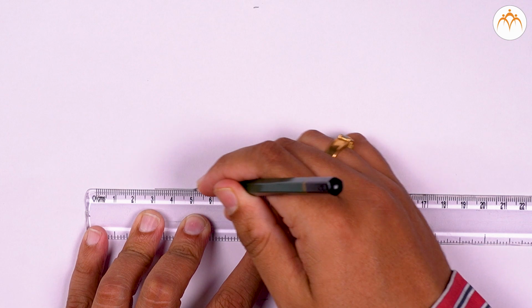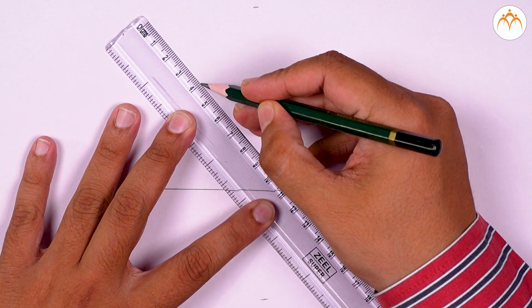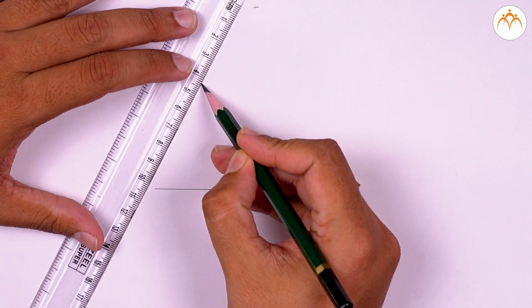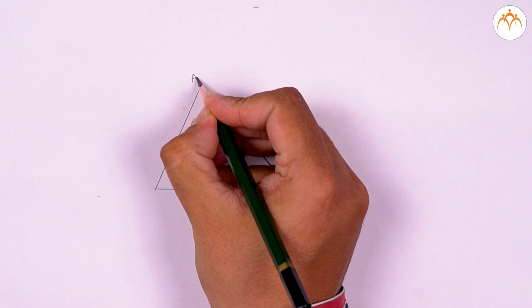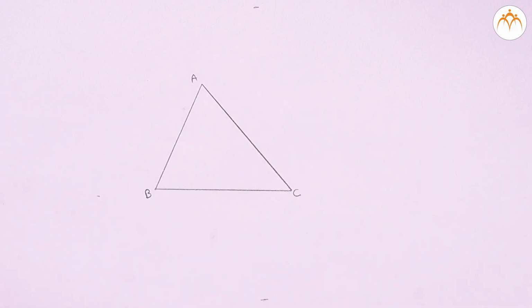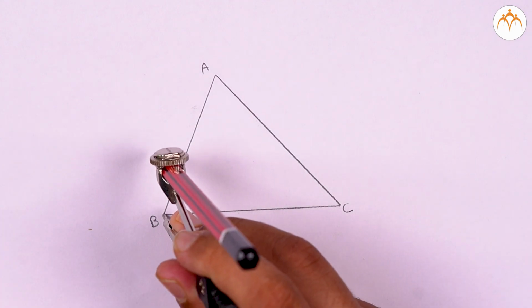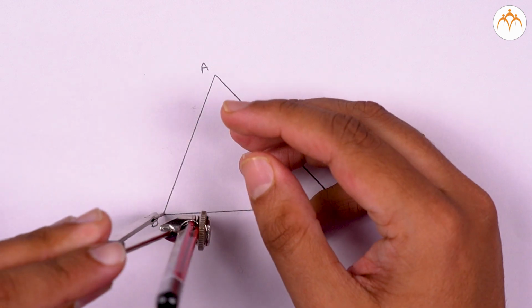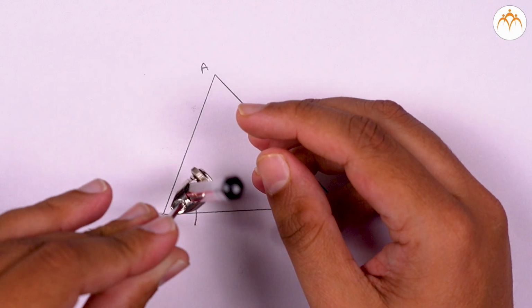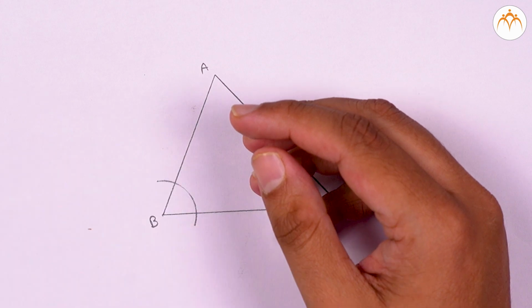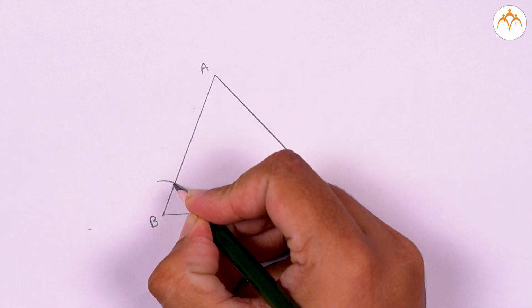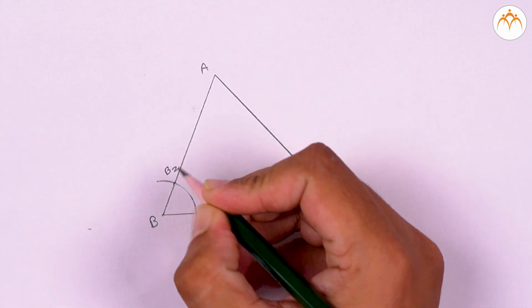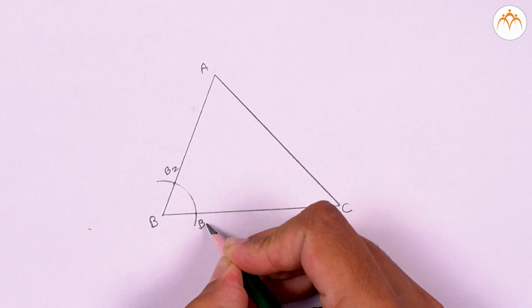Draw any triangle. Let's name this triangle as triangle ABC. To draw the angle bisector of angle ABC, take sufficient distance in the compass and draw arcs from B on sides BA and BC, making points B2 and B1 respectively.